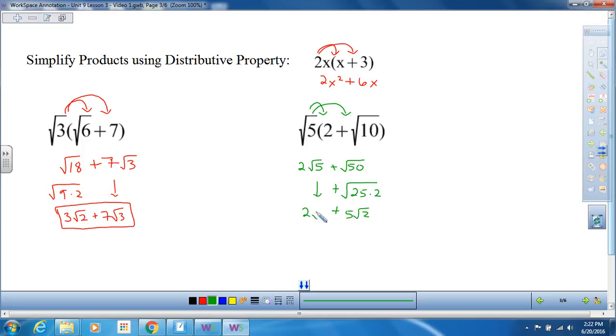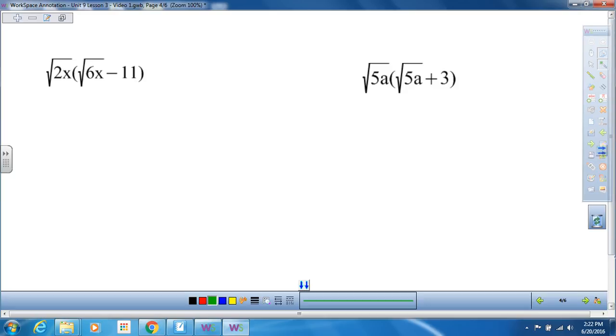So I have 2 square root of 5 plus 5 square root of 2. Those are similar, but they're still not like radicals. One is a square root of 5, one is a square root of 2. So this is also done. Okay. We have a few more. This time we're going to add in some variables.